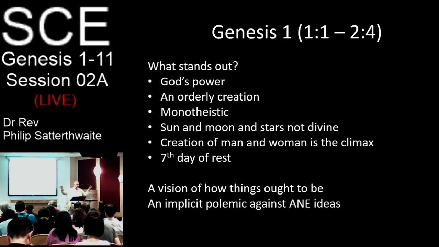There's a balance between days 1 to 3 and 4 to 6, suggesting a God in control, a God of order, a God who creates according to plan. It's a monotheistic account. We've made this point already. There are no other gods in Genesis 1, no rival deities to be defeated.